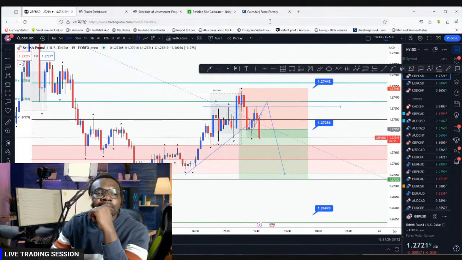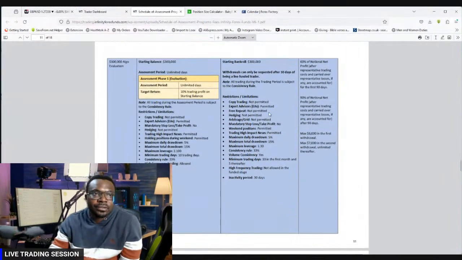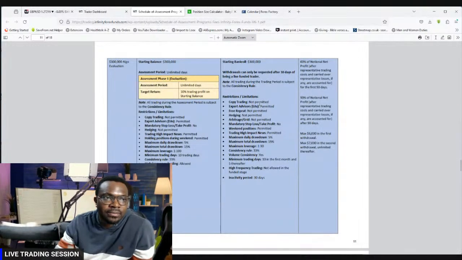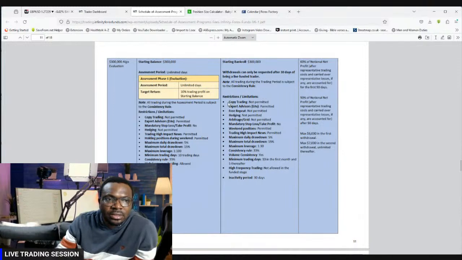So let's see. This is the information on Infinity. Depending on the account that you have with them, let's just use this one as an example. Once you already have a funded account with them, you have these rules. This is the rule that is mainly important here: the consistency rule 33 and the volume consistency rule.